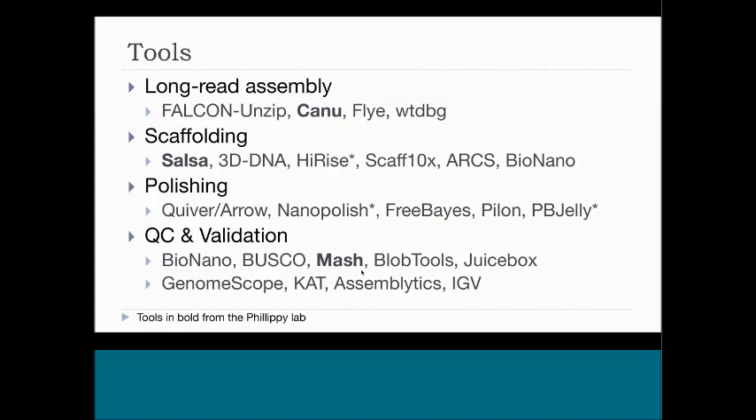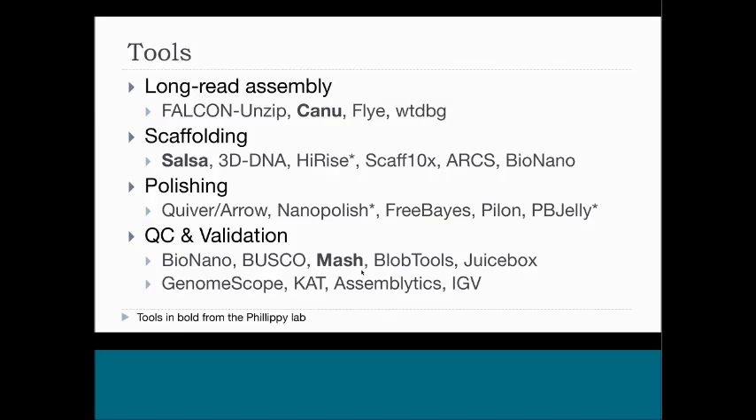Quiver and Arrow for PacBio polishing, Nanopolish for nanopore polishing. I put an asterisk on Nanopolish just because the quality that you can get from nanopore isn't quite what you can get from PacBio these days. FreeBayes and Pilon for Illumina-based polishing, but apply that with caution based on the caveats I gave on the prior slides. And PBJelly also has an asterisk. This is a gap-filling tool, but we're finding more and more that it's of limited use and prefer maybe Quiver and Arrow, where Quiver does some limited gap-filling on PacBio assemblies. The caveat is you have to be very careful when you're filling gaps with PacBio reads. Those were left as gaps in the initial assembly for a reason, and you can introduce errors into the resulting assemblies if you don't apply a gap-filling tool very, very carefully.